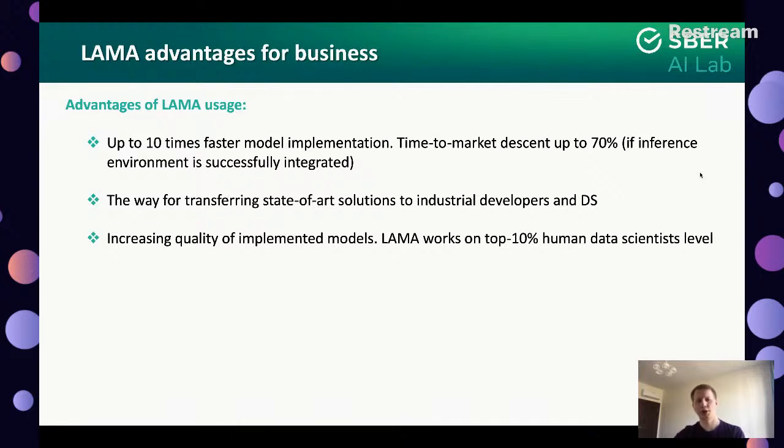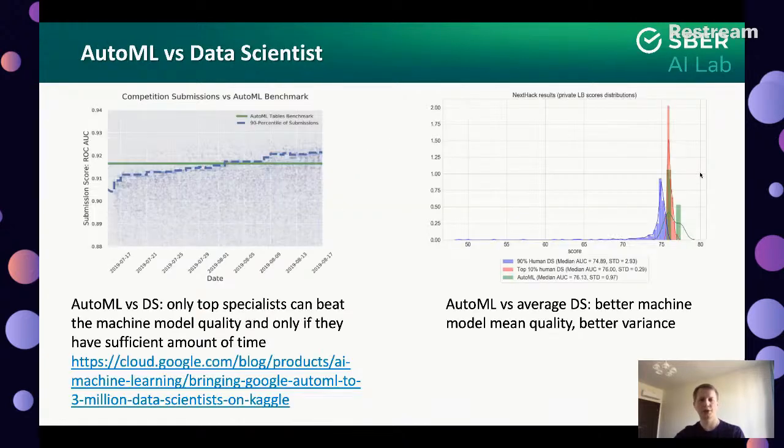More than that, we are going to increase the quality of implemented models. And for now, we have several checks that we are working on the level of top 10% human data scientists. Why is it so? First one, we have a comparison from Google. They compare their own AutoML, but the idea is pretty much the same with our results. So they calculate their own AutoML solution on some Kaggle task and receive this green line benchmark.